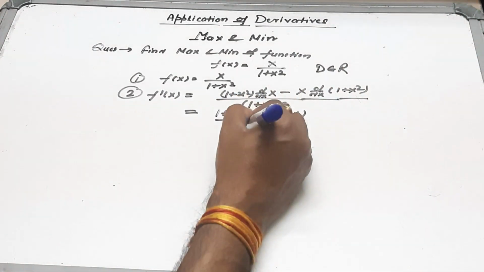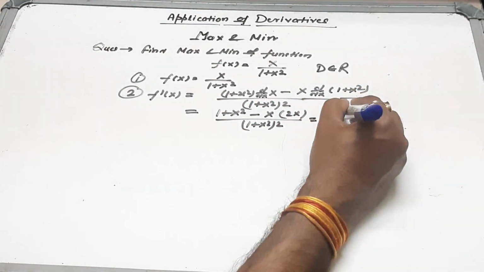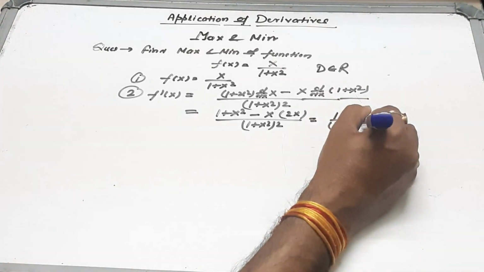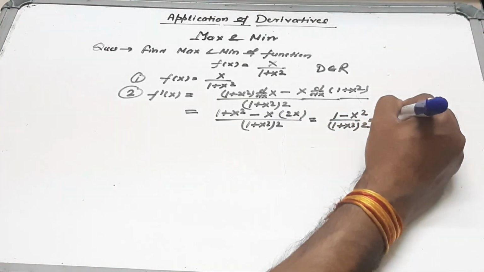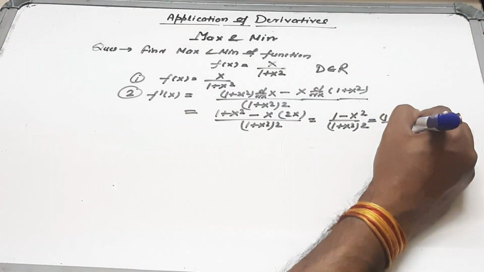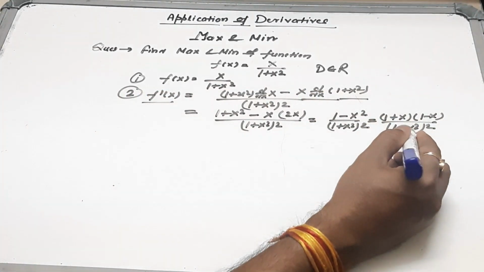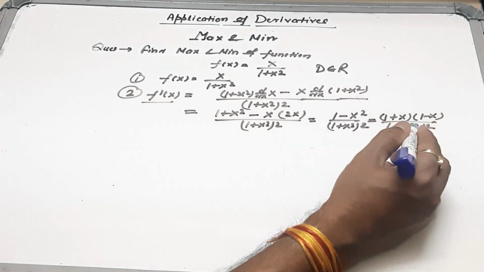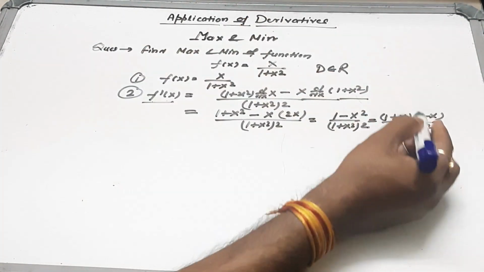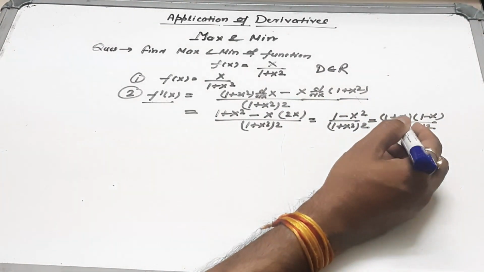divided by 1 plus x square whole square, and this is equal to how much? 1 minus x square divided by 1 plus x square whole square, and this is equal to 1 plus x into 1 minus x divided by 1 plus x square whole square. F dash x comes as a rational function. So if you refer to my last video, I can easily plot the sign alteration of this f dash x when it comes in the form of a rational function. So you can refer to my last video, there you can get the methodology.